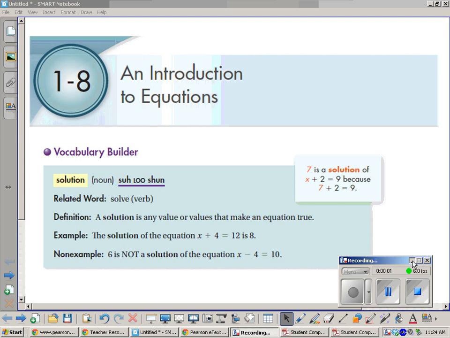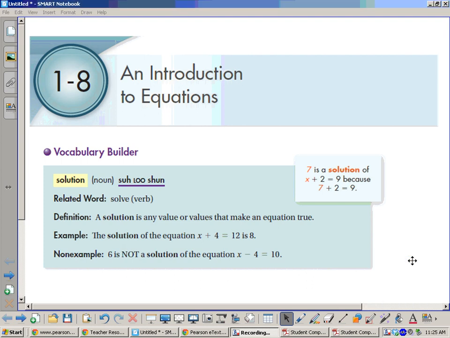Good afternoon, class. Today we're going to cover the last two sections, 1.8 and 1.9 for Chapter 1. The first one is just talking about introducing equations. Section 1.9 has to do with working with equations and patterns. First thing we're going to talk about is a definition here.